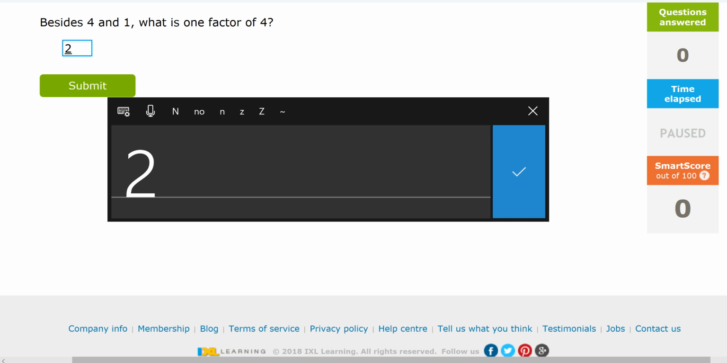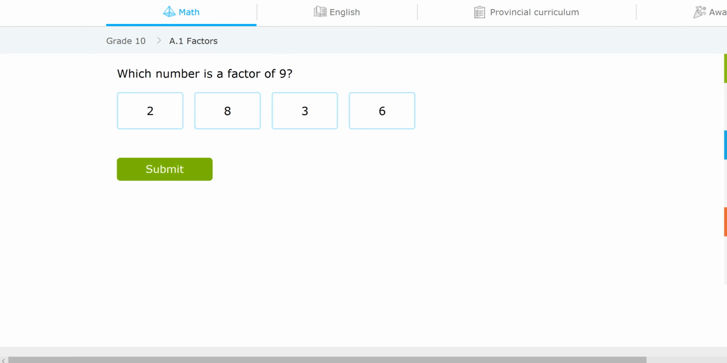Besides, what is one factor of 4? 2 is one of the factors, right? 2 is one of the factors, so I submit it. Keep it up. So the answer is right. You got it right. Now the next question is, which number is a factor of 9?